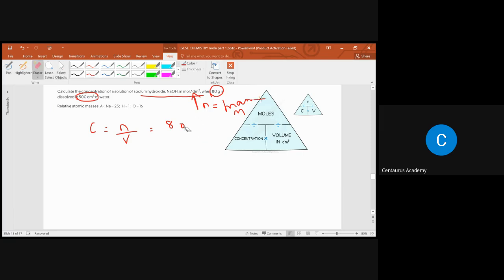What will be the molar mass for sodium hydroxide? It should be 23 plus 16 plus 1. The relative atomic masses have to be added to find out the relative molecular mass of the substance. What will be the final answer? 40? Yes. Don't you have calculators?